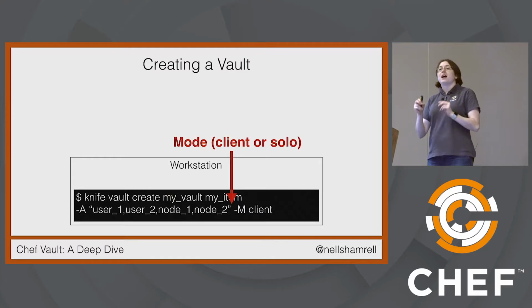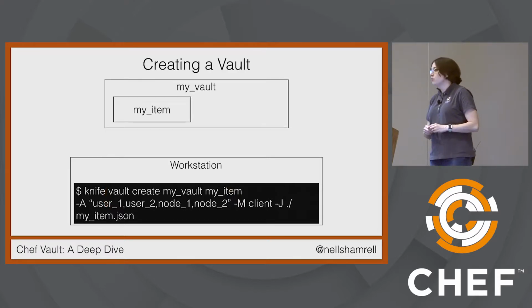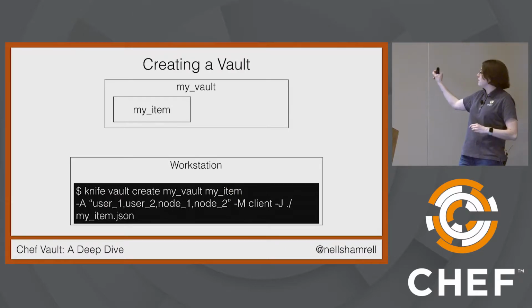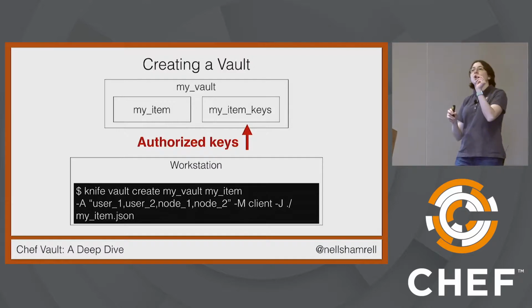Next, I need to specify which mode I am running Chef Vault in. Again, Chef Vault works with both Chef server setups and Chef solo setups. If I'm using it with Chef server, I'm going to pass client as the mode. If I'm using it with Chef solo, I would pass solo as the mode. And finally, I will pass it in the file with that data, that JSON file I have on my workstation that has those database credentials in it. So once I run this, I'm going to create a vault with my item inside it, but Chef Vault itself is going to generate one more thing.